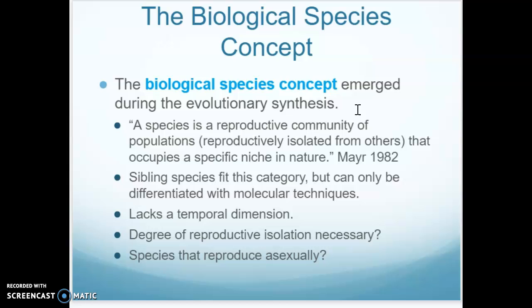All right, now this is fine. It's a good start. But the problem with it is it lacks a temporal dimension. What that means is that it's leaving out certain organisms that can be a species. There's some organisms out there that aren't a reproductive community. They are able to reproduce on their own. They don't reproduce with other organisms, and those are still species. So we can't really use this one because it leaves that out. It lacks that temporal dimension.